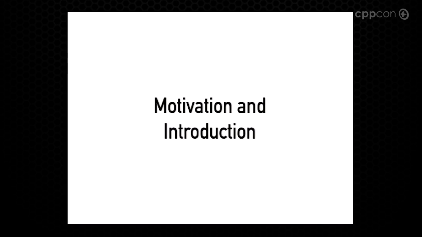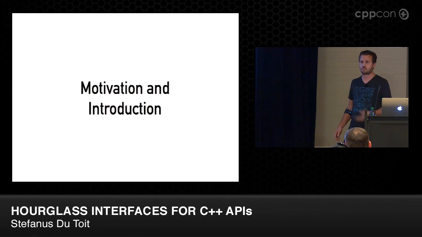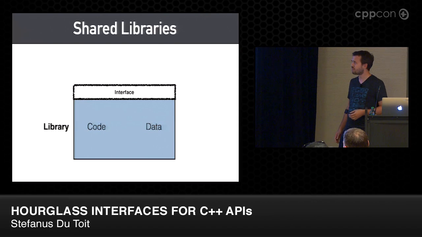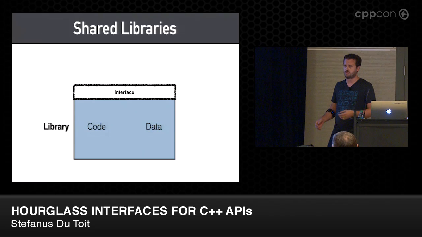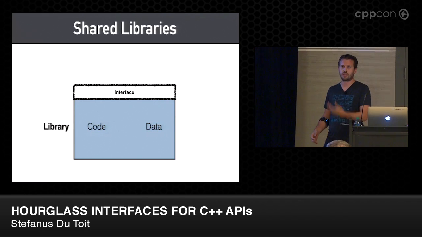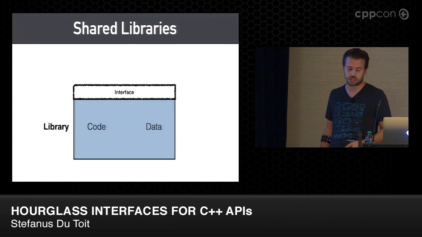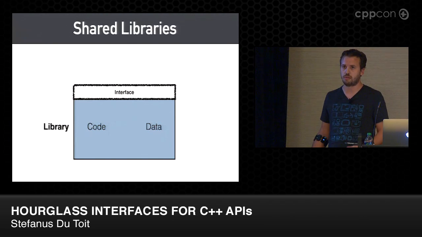All right, so we'll start off with a little bit of motivation and an introduction. I'm going to talk about some best practices as well, and show you lots of code. So shared libraries, they're things. They are boxes containing code and data, and they have interfaces. And typically we think of the interface of a shared library, which is its entry points and all the exposed data that it might have, all of its symbols, as something belonging to that library.